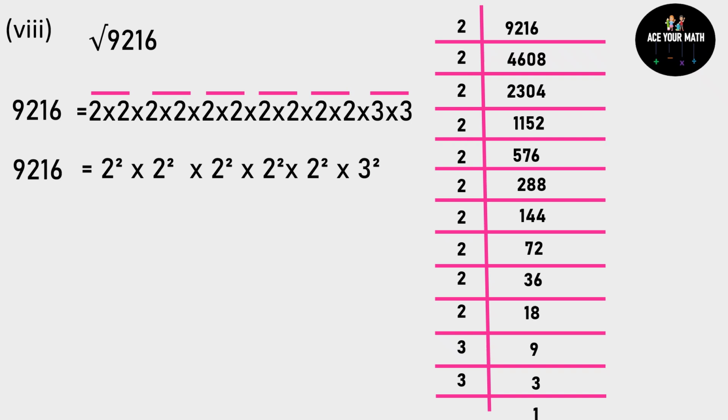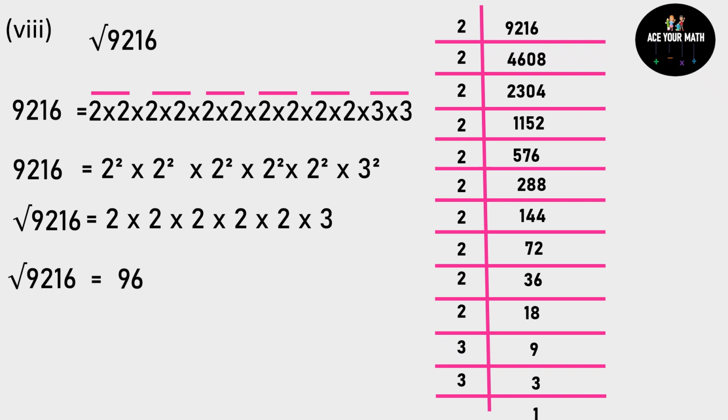So 9216 can be written as 2 square multiplied by 2 square multiplied by 2 square multiplied by 2 square. Again multiply by 2 square and at the end multiply by 3 square. We are looking for square root of 9216, so you will take all these factors only once. So 9216 can be written as product of all these factors. And when you multiply all these factors, you will get 96 as the answer. So the square root of 9216 is 96.